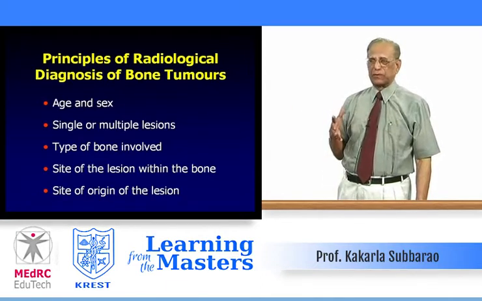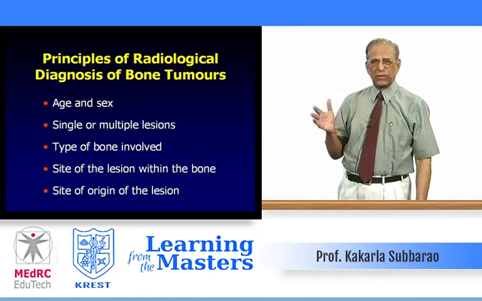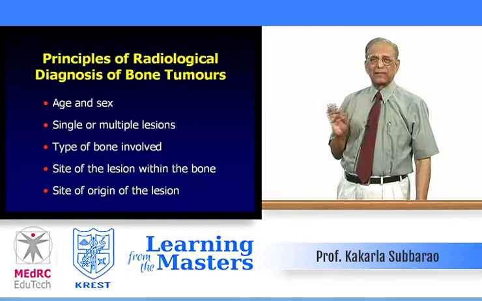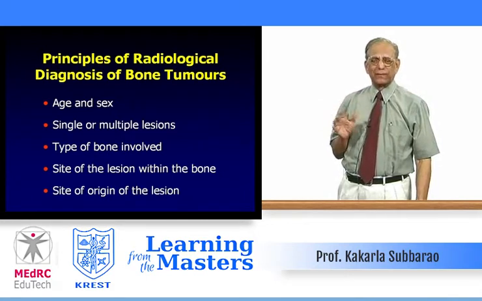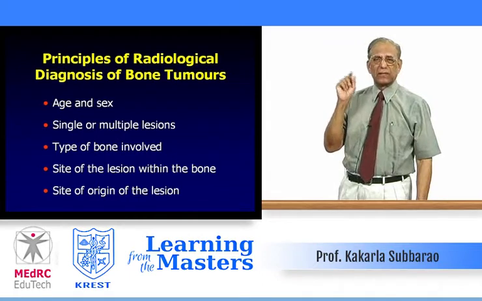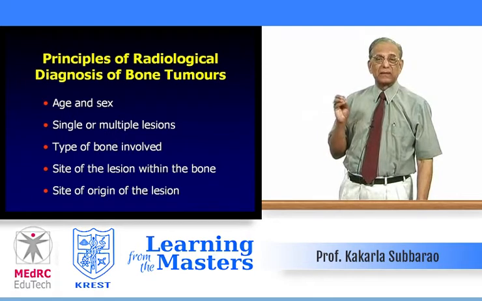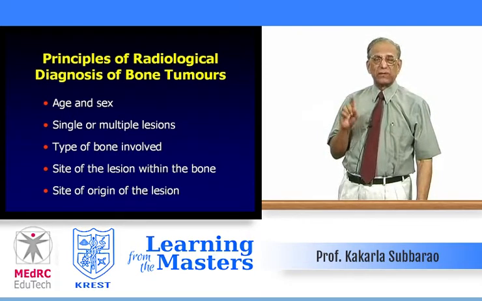What are the principles of radiological diagnosis of bone tumors? There must be some basic principles for a student or a junior consultant on how to approach this. For example, age and sex are important. Unless you know clinically the age of the patient, you can go wrong. A 10-year-old boy comes with a skull film; punched out, lytic areas are there. Just because they are punched out and lytic, you don't say it is multiple myeloma. Multiple myeloma does not occur at the age of 10. So the age of the patient is important.